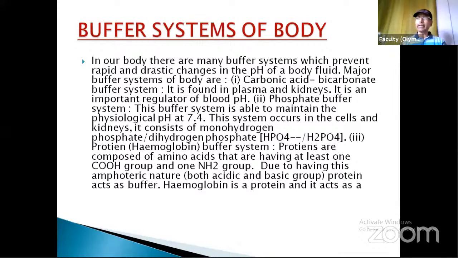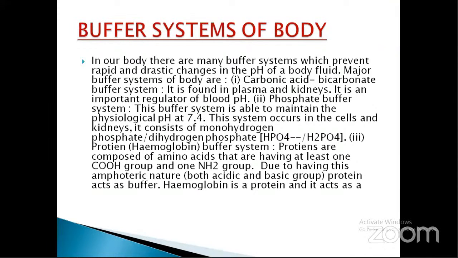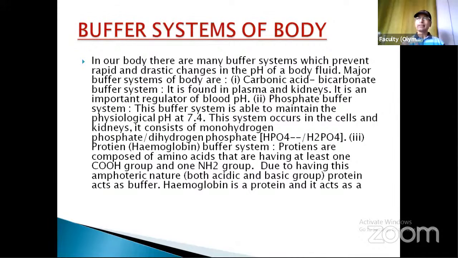And another is protein. Any protein acts as a buffer. You know that protein is made up of a number of amino acids. Amino acids are the building blocks of a protein. Now, what is an amino acid? An amino acid contains two functional groups. One is carboxylic acid, COOH. Another is NH2, the amine group. So COOH and NH2, one is acidic, one is basic. Both the groups are present in an amino acid, at least one carboxylic acid and one NH2 functional group.